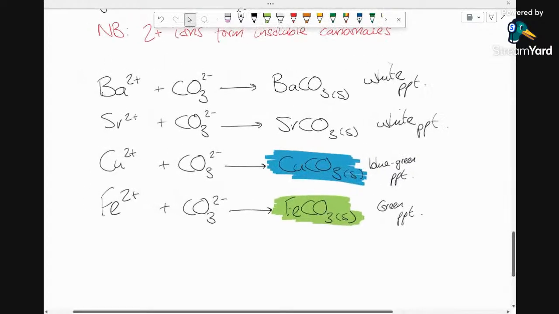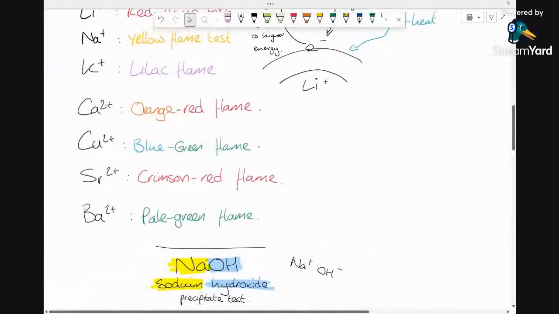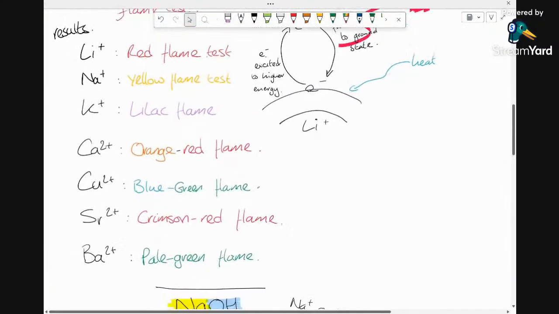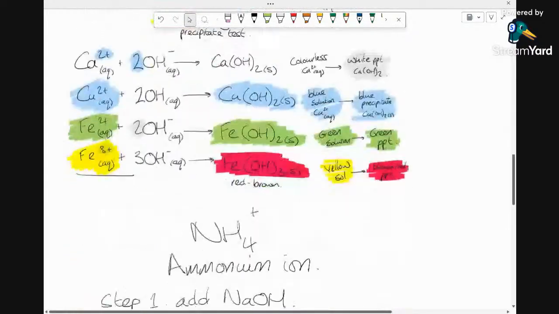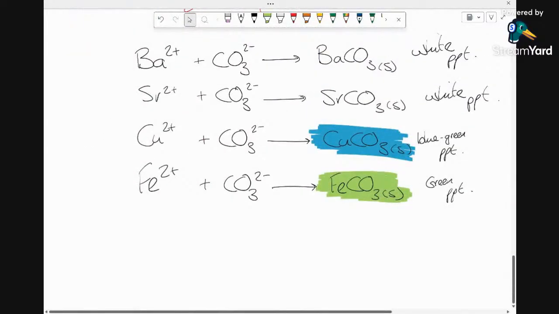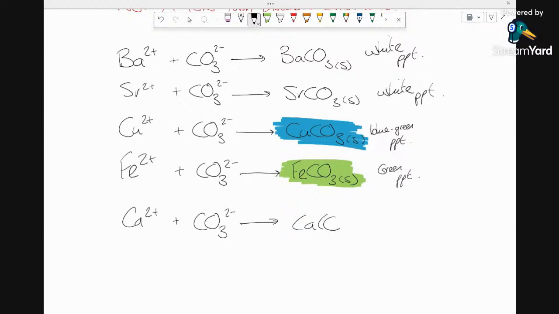Green precipitate. What are the ones I've got? Copper done. Calcium done. Strontium done. Barium done. Calcium would also form calcium carbonate, which we saw in our gas tests. Calcium 2+ will react with CO3 2- to form CaCO3. It's just going to form a white precipitate because it's not a transition metal.